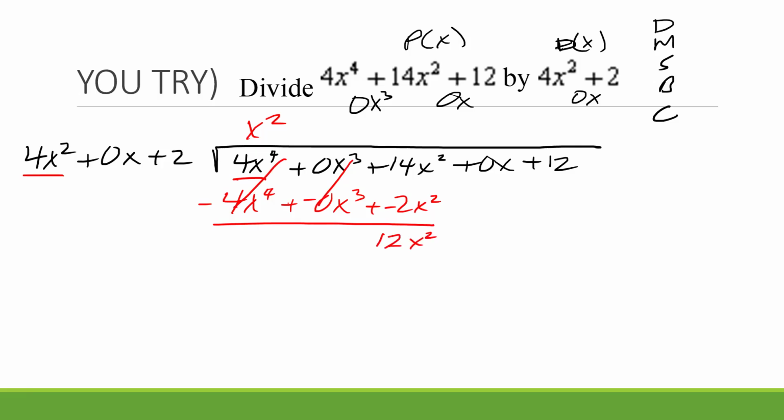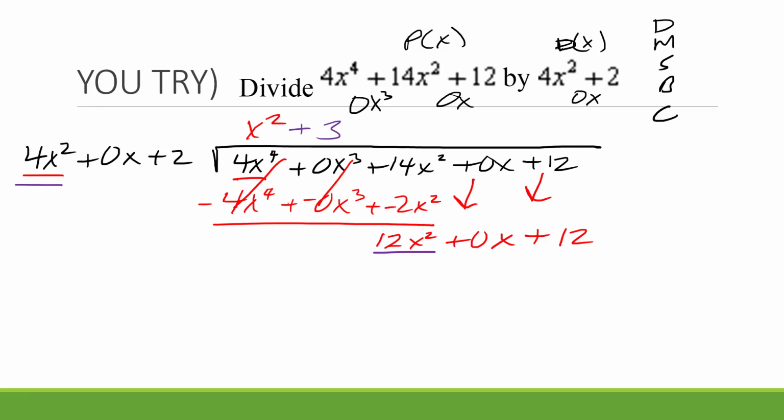How'd we do? After we do that, we're going to bring down all terms that we need. If I just bring down the 0x, does that satisfy what I need? No. So I had to bring down also the 12. Did we do that? Okay. So now we repeat again. So we have 12x squared divided by 4x squared. What is 12x squared divided by 4x squared? That's going to give us 3, right? 12 divided by 4 is 3. X squared and x squared are going to cancel out.